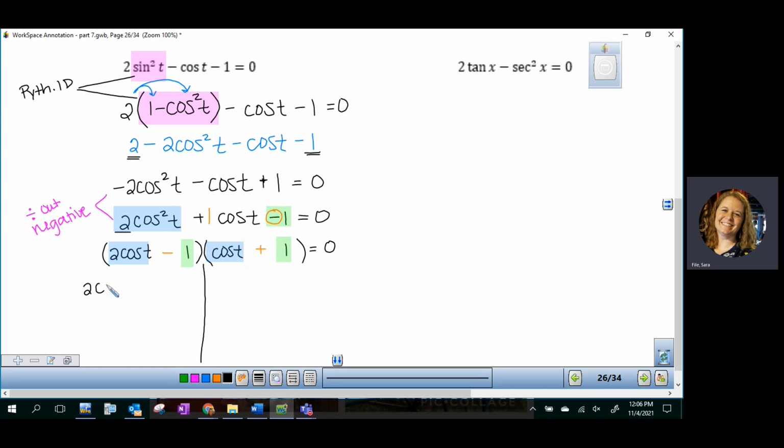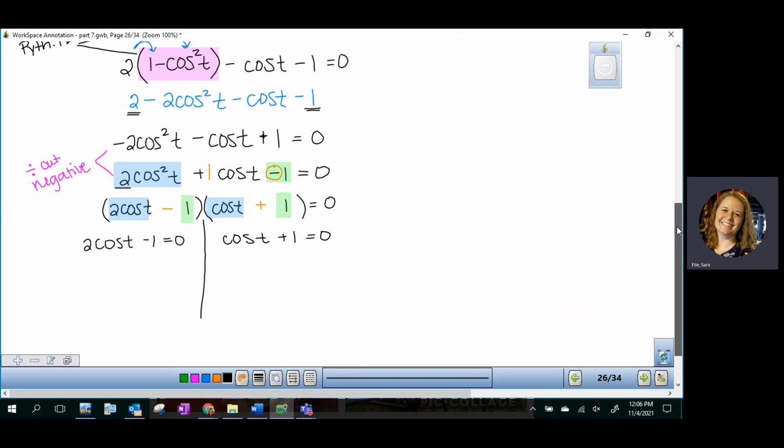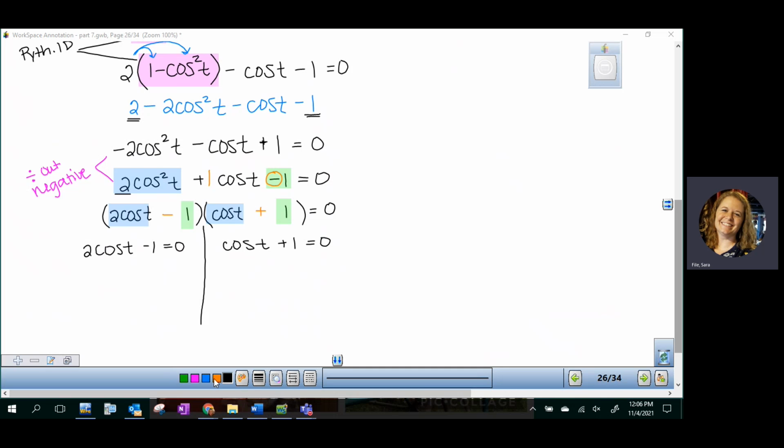So I'm going to set this side equal to 0 and this side, and I'm going to solve them each individually. So when I solve this left side, I have to add the 1, and then divide out the 2. So I have cosine of t equals positive 1/2.